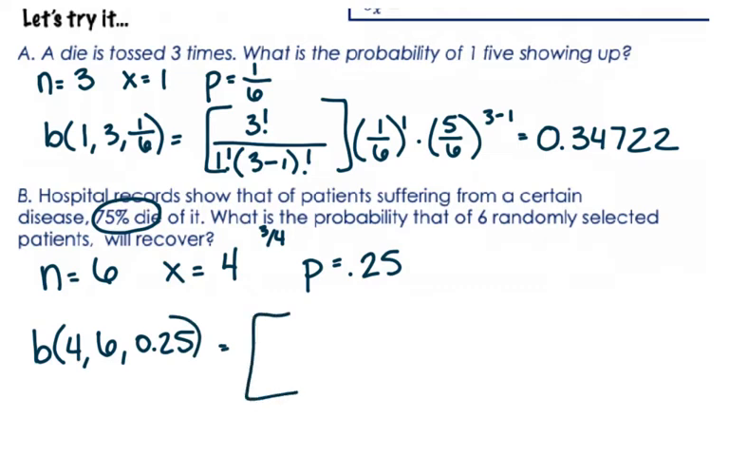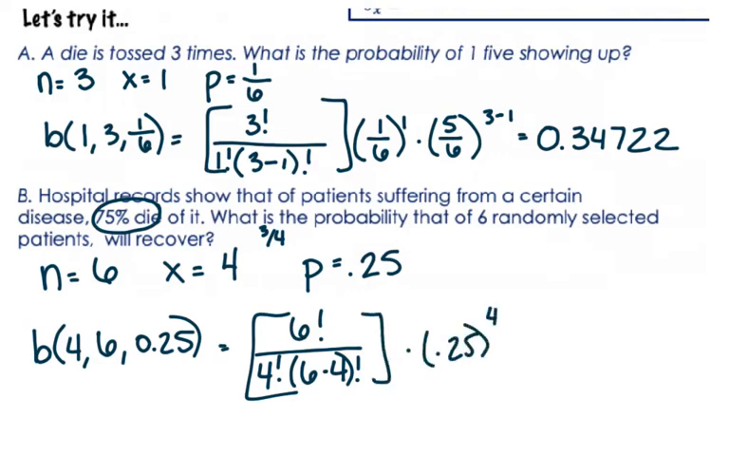So we'll put them in the formula. So 6 factorial, and I'm just reading the formula. And then times 0.25 to the 4th power, 0.75 to the 6 minus 4th power. Put that all in your calculator, and you get this big, huge number. So it's a big, scary formula, but I'm not going to expect you to memorize it or anything. So as long as you know what numbers to plug in and what they mean, and then you know the buttons on the calculator, you should be fine.